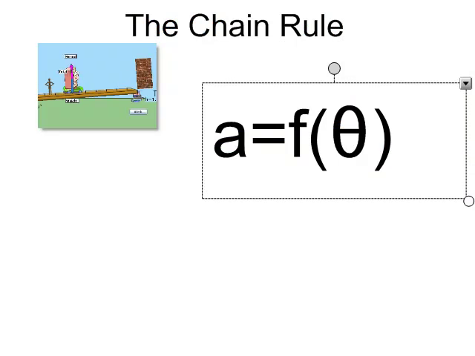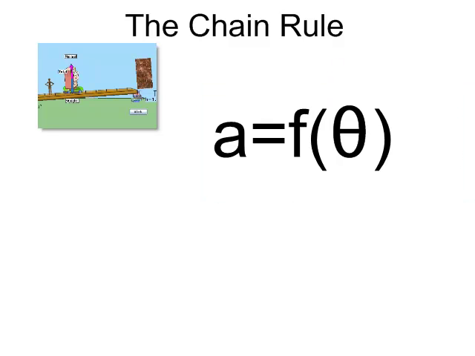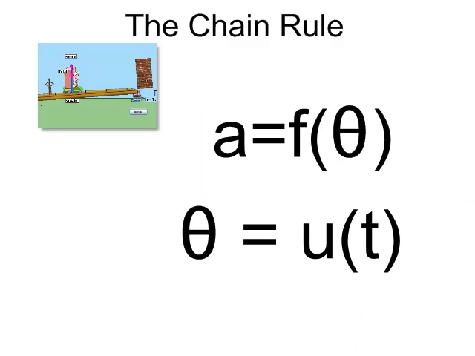And so I already know I have one function, acceleration being a function of the angle, and the angle is a function of time. What happens if I want to know how acceleration is changing with respect to time? That's where I have to chain these two functions together, and that's where I need the chain rule.